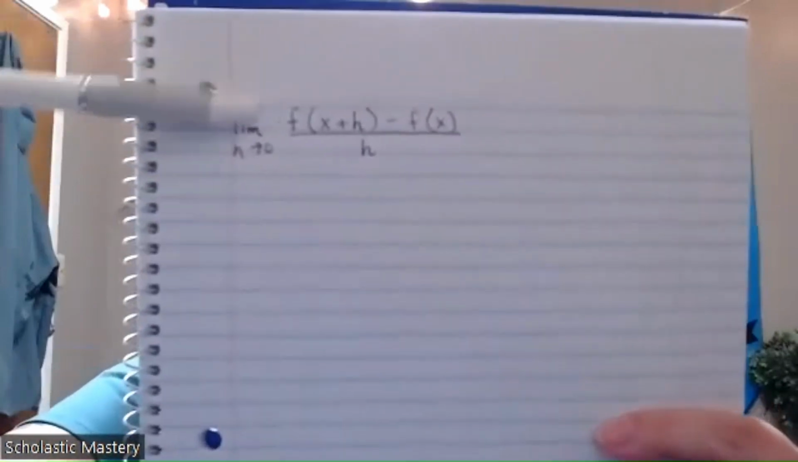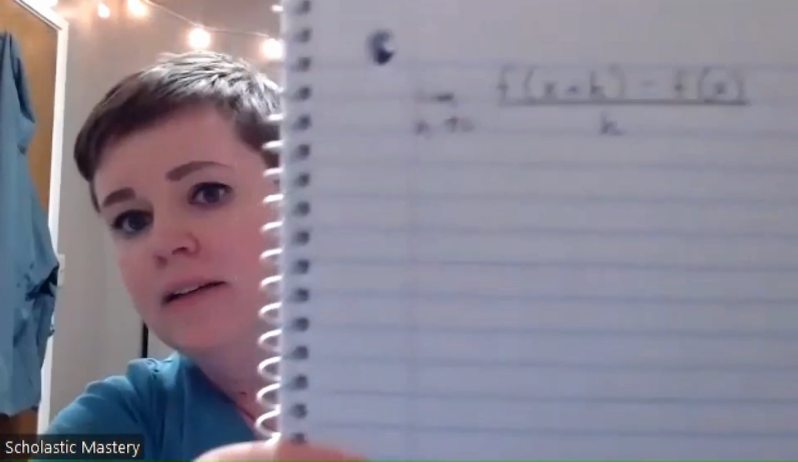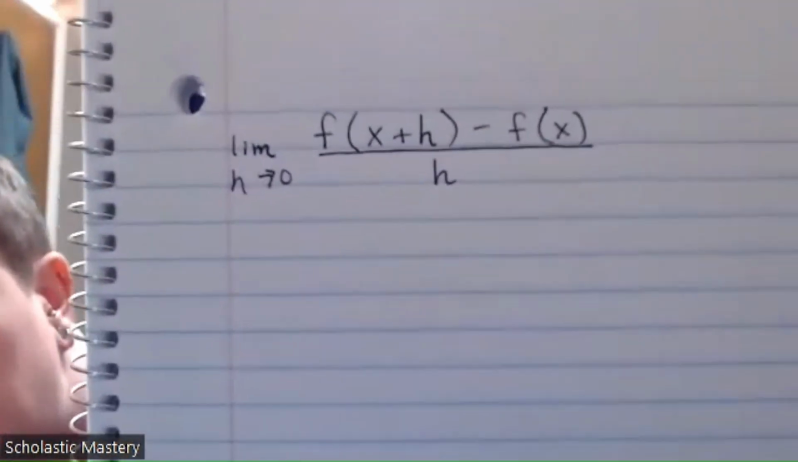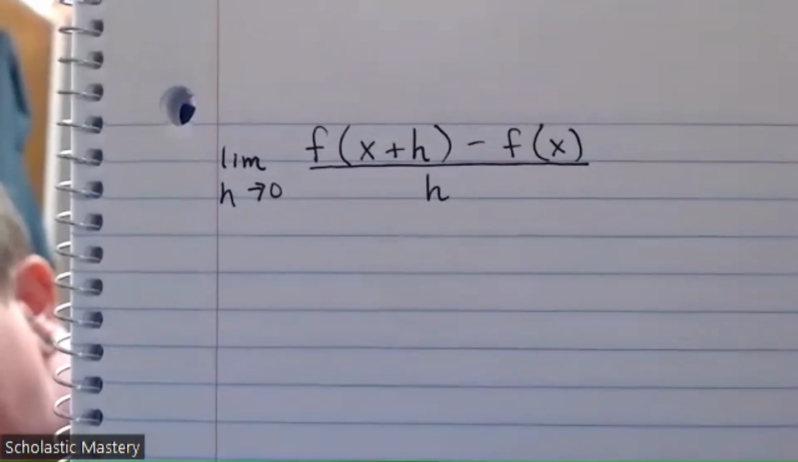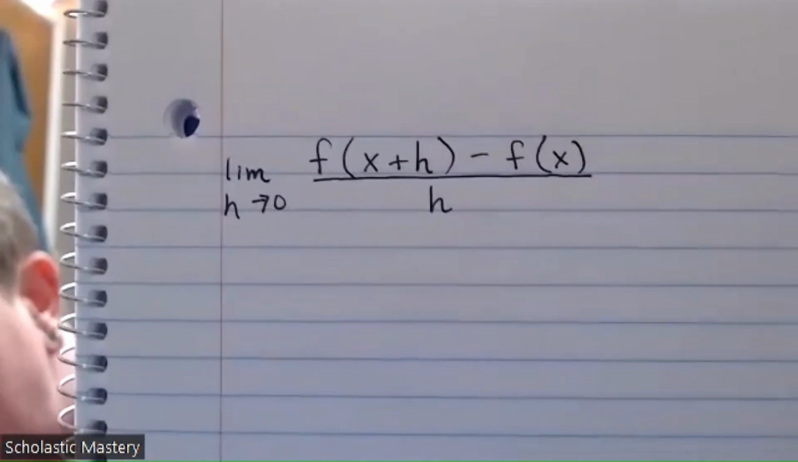So the limit as h approaches zero. Come on, do your magic. There we go. Here is the thing. The limit as h approaches zero of f of x plus h minus f of x over h.